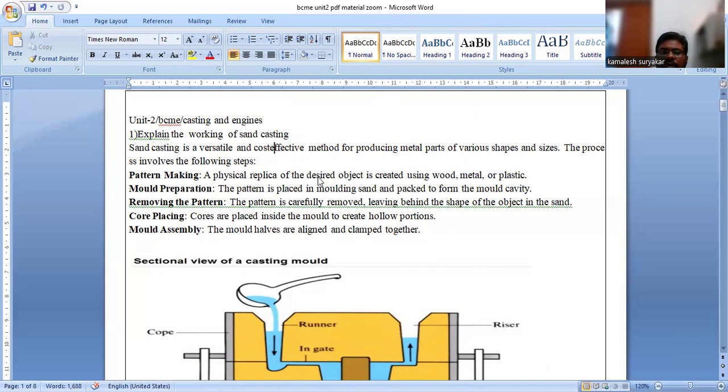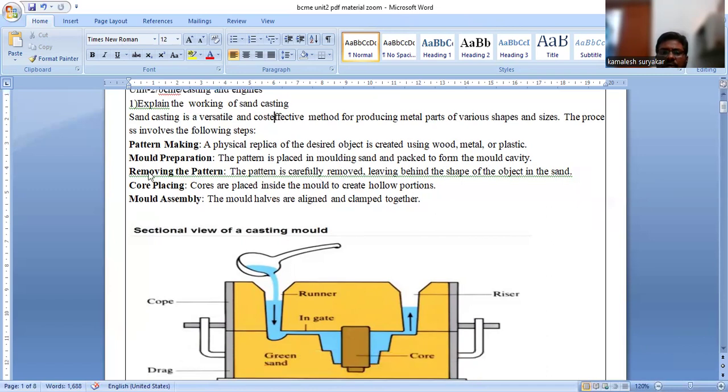Four important processes are involved. First, pattern making, then mold preparation, removing the pattern and core placing, and mold assembly. So, what is pattern making? It is a physical replica of the object to be created, which is made of wood or plastic.